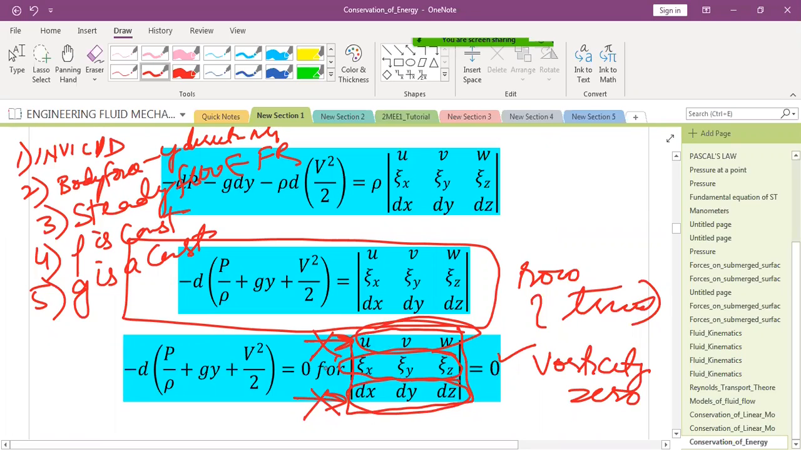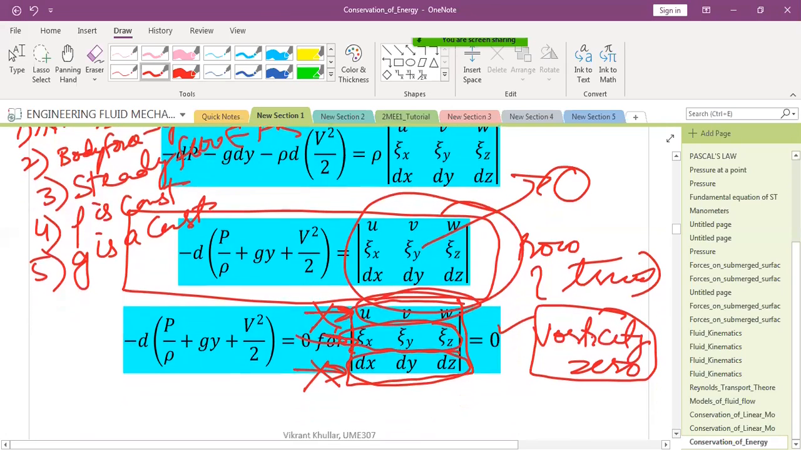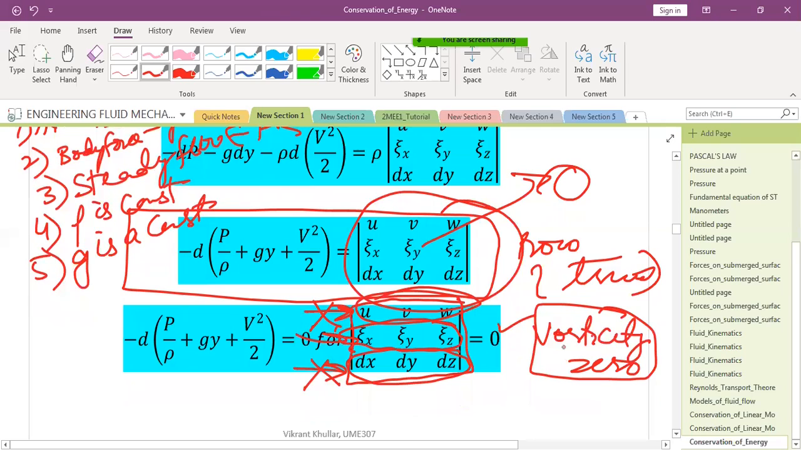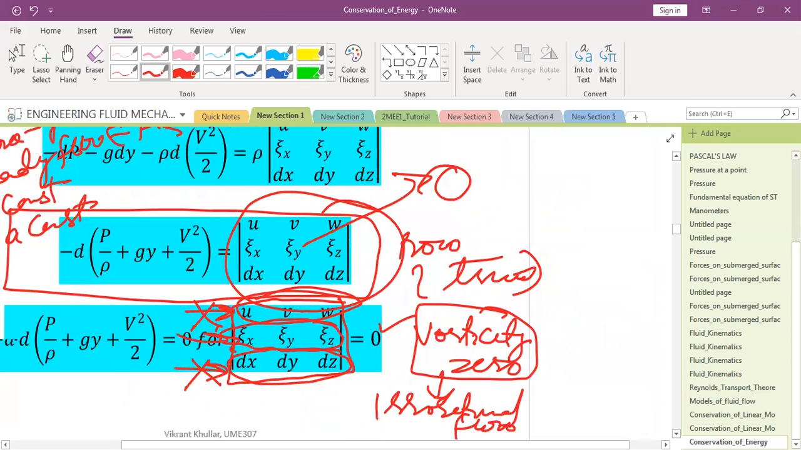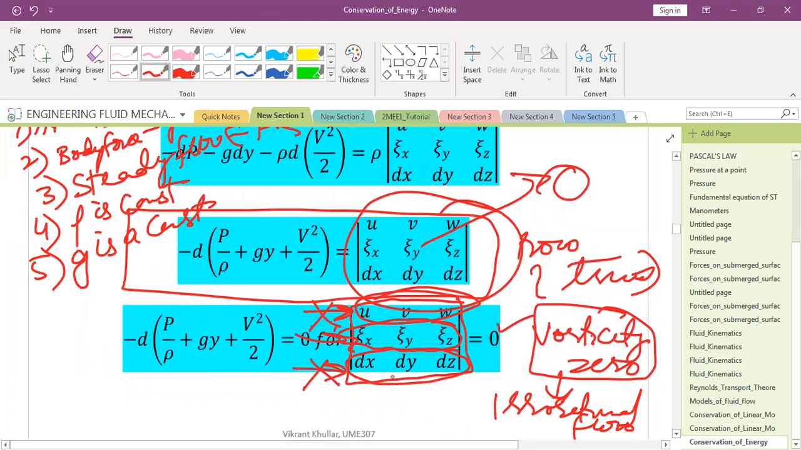So what is physically also possible? That vorticity is 0. So this is one condition in which this term can go to 0. Are you clear? Any doubts? So vorticity 0 means irrotational flow. Are you clear?